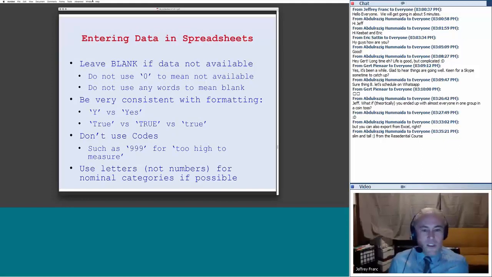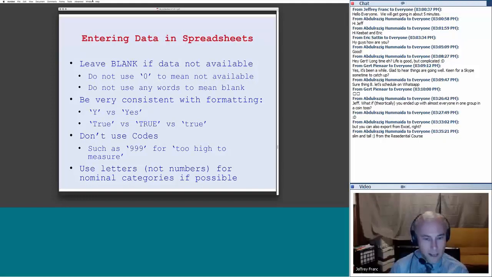Okay, so some things that will cause problems for you, and some of these are not very intuitive. It might not come across your mind because if you're looking at the spreadsheet, it might not be problematic, but for the statistical software it is. If you don't have the data, leave the square blank, okay?